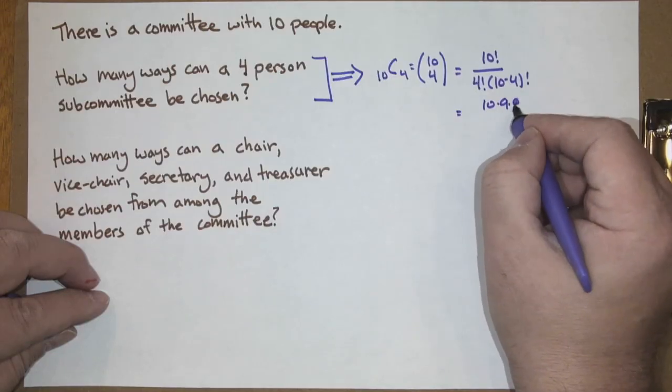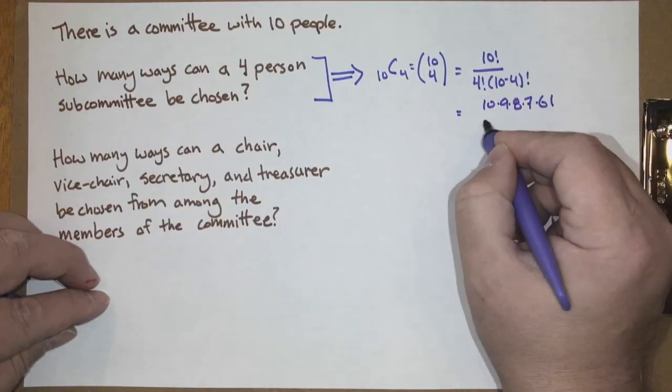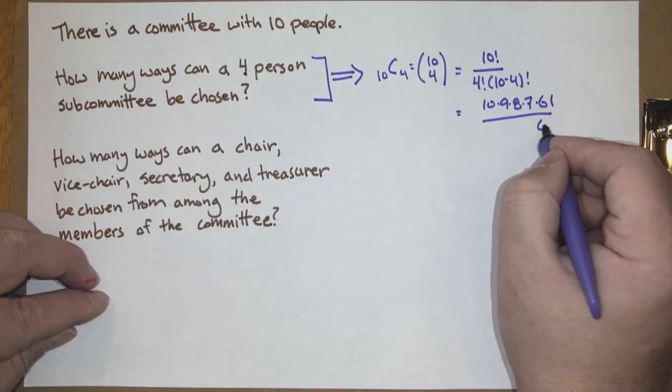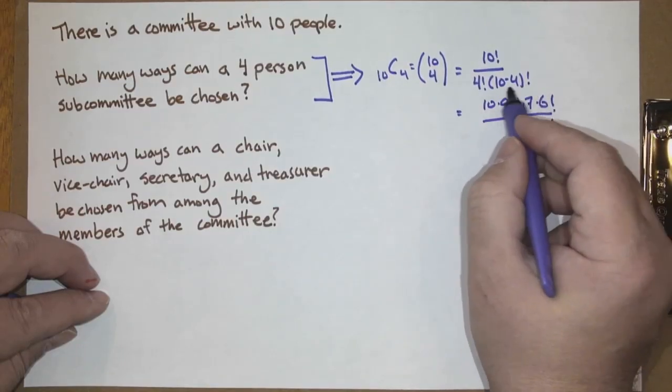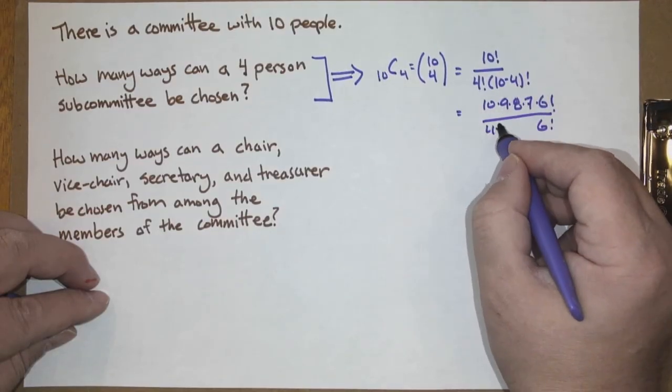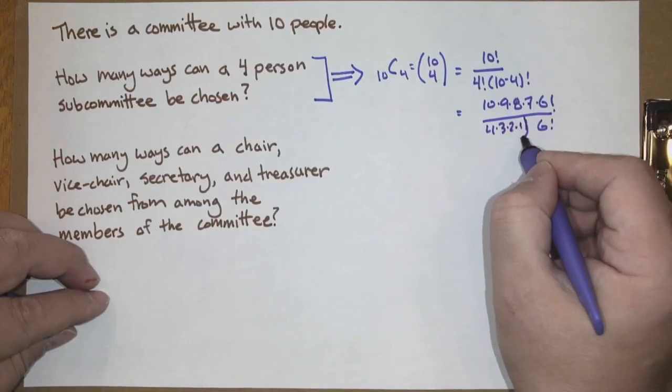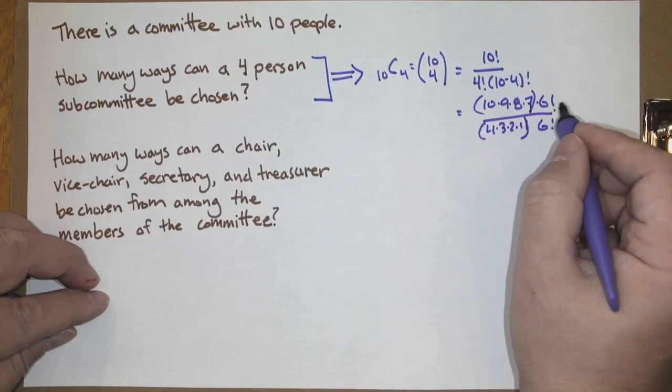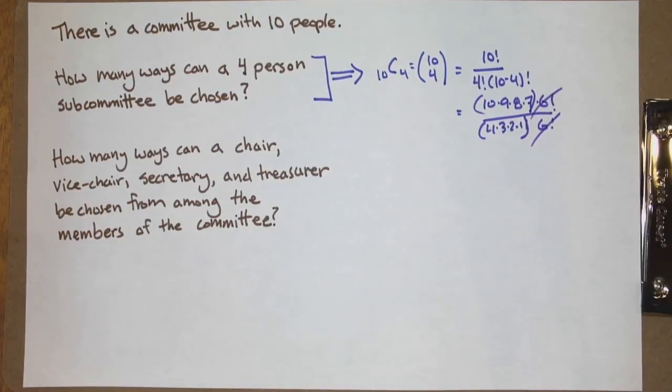10 times 9 times 8 times 7 times 6 factorial. Then there's a 6 factorial downstairs, that 10 minus 4 factorial. The 4 times 3 times 2 times 1, that's our 4 factorial. Okay, the 6 factorials cancel, and these are numbers I don't want to try to do in my head.